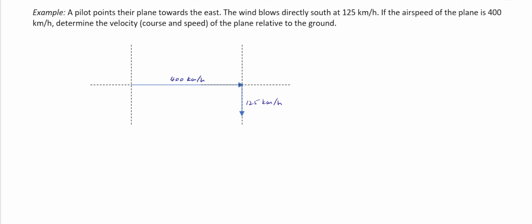Determine the velocity, course, and speed of the plane relative to the ground. This one is fairly straightforward because it's making a right angle triangle. So there's my resultant velocity. This is literally just Pythagorean theorem. The magnitude of the ground velocity is equal to the square root of 400 squared plus 125 squared, and that is approximately 419 kilometers per hour.